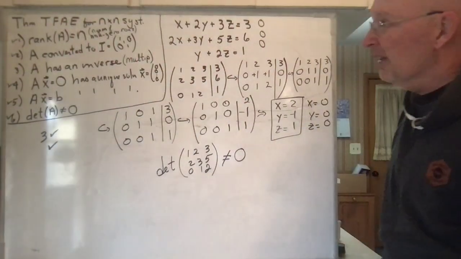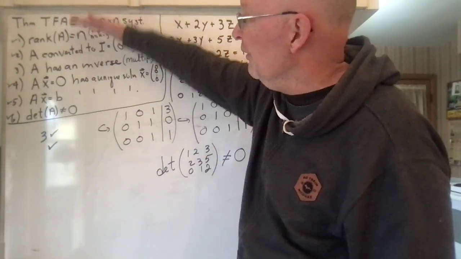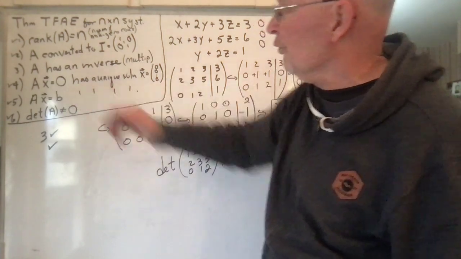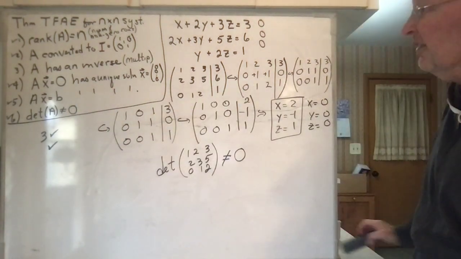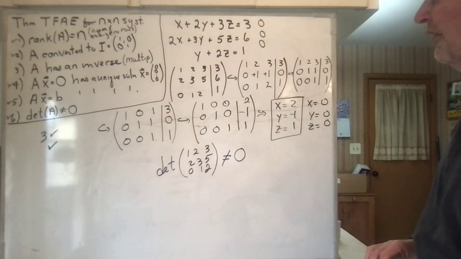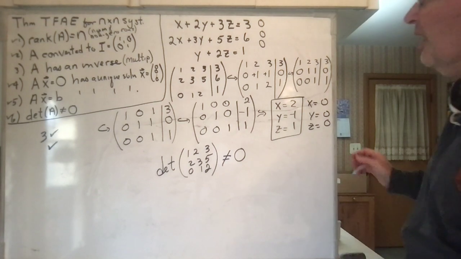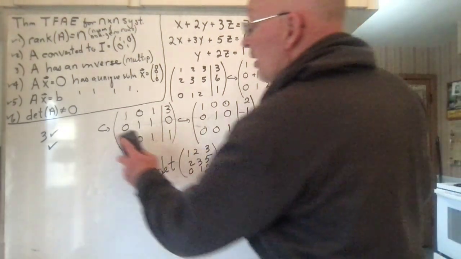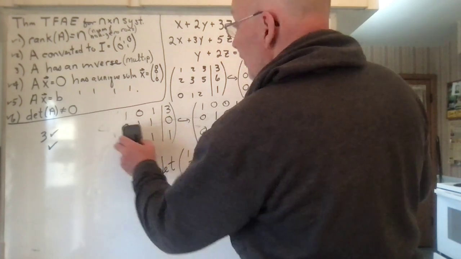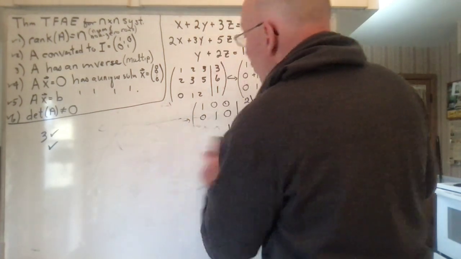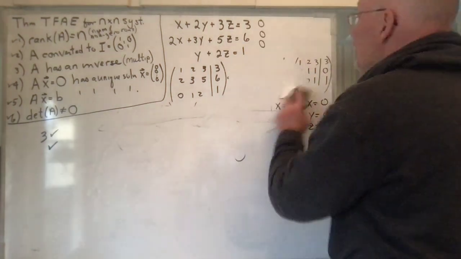And finally, the last thing, which, as I say, they're all either true or false, so apparently these are all true. The last thing which is the case is that this matrix has an inverse. Okay? So how do we find the inverse? We do exactly the same thing we just did.